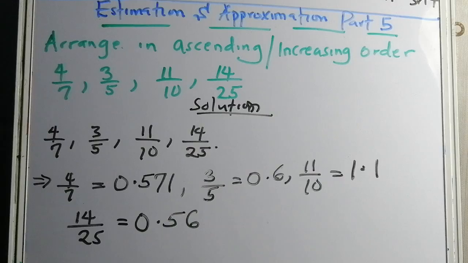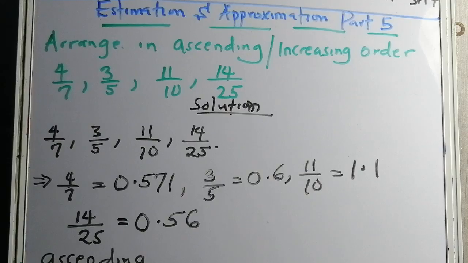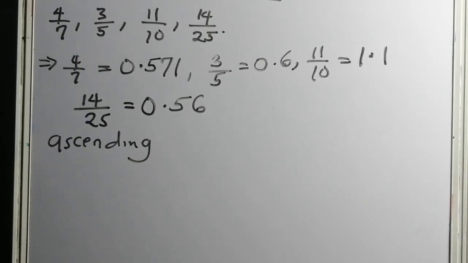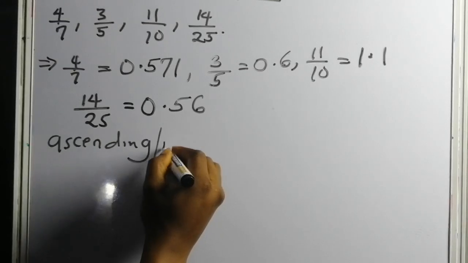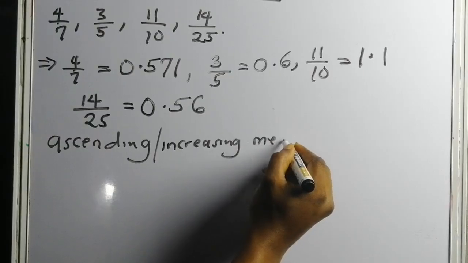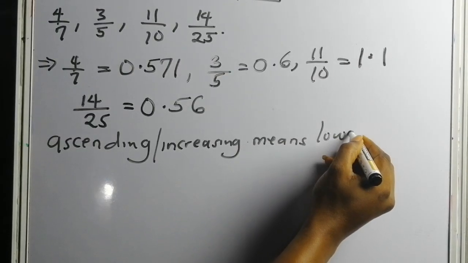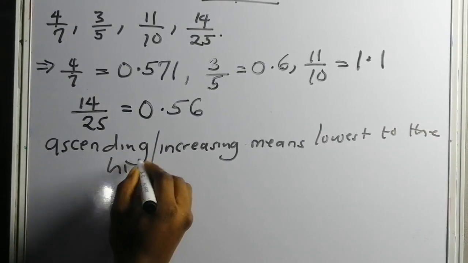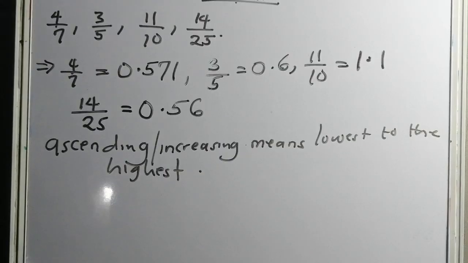And I've told you, increasing order means from the lowest to the highest. Ascending, okay, ascending or increasing order means lowest to the highest. So it means lowest to the highest.